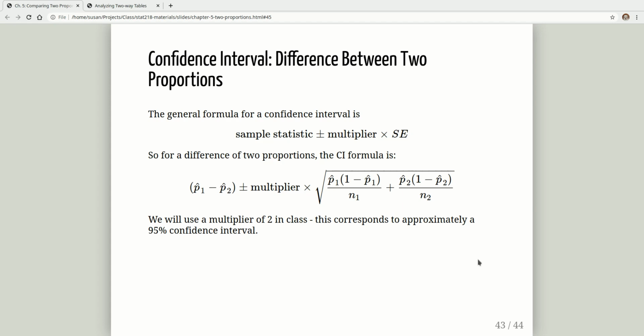If we use the confidence interval formula, sample statistic plus or minus the multiplier times the standard error, then we have a formula for a theory-based confidence interval for the difference in two proportions. As with everything else, the multiplier in this class is always going to be 2, and that gives us an approximately 95% confidence interval.